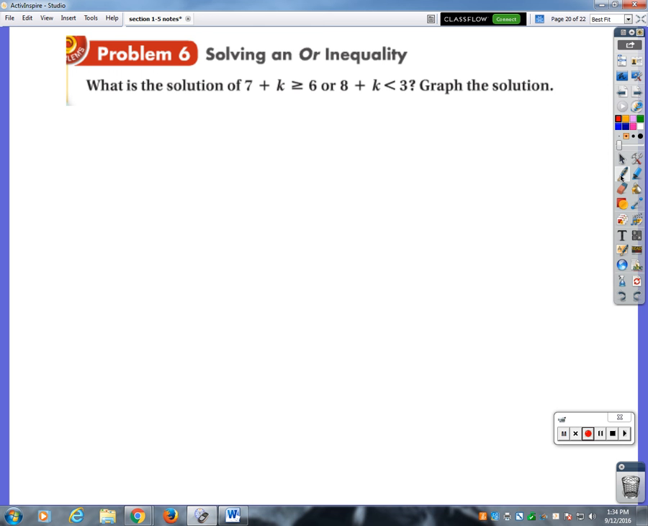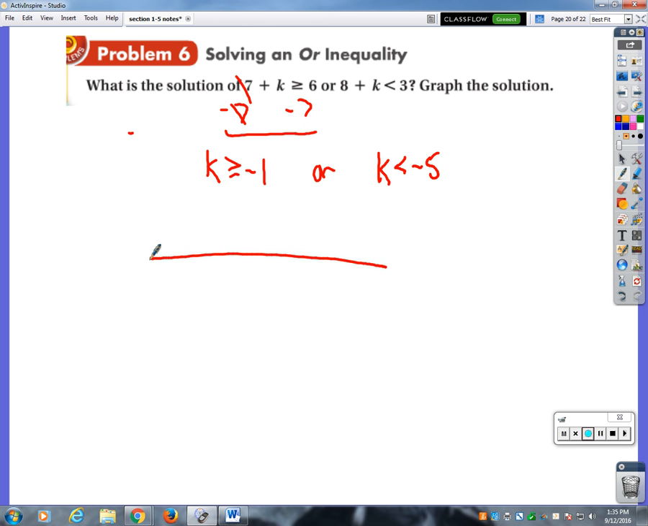Okay, so in an or situation, if I take these and solve this, I have to subtract 7 from both sides here. The 7's cancel, and k is greater than or equal to -1. Or on this side, if I subtract 8 from both sides, I get k is less than -5.